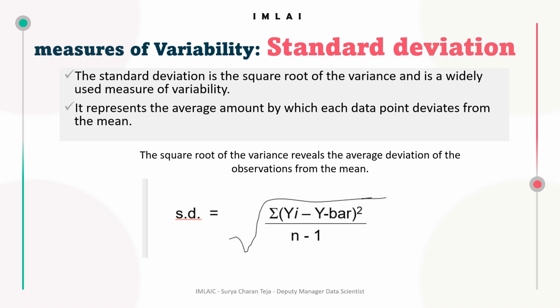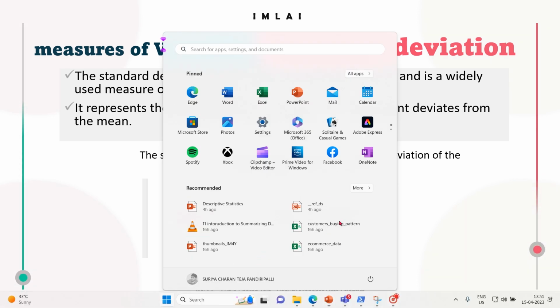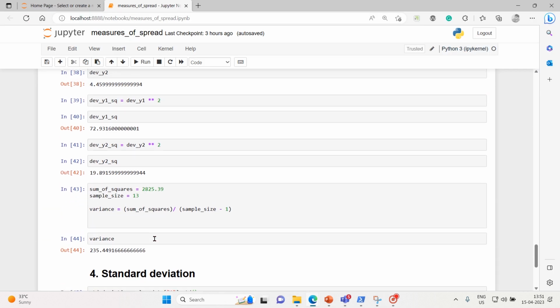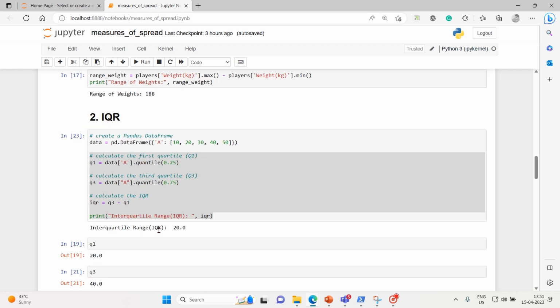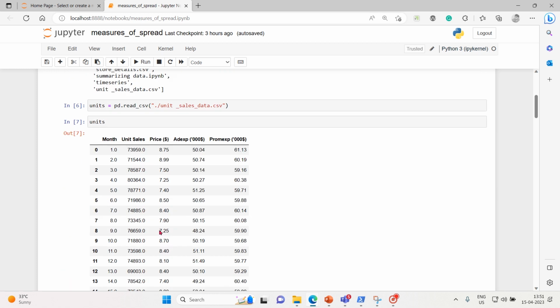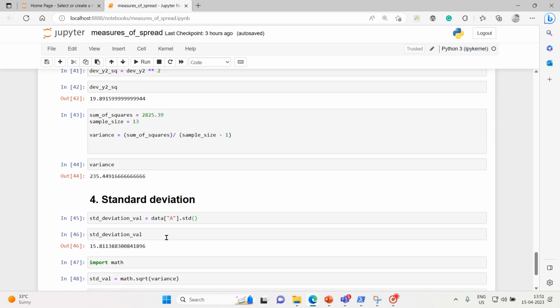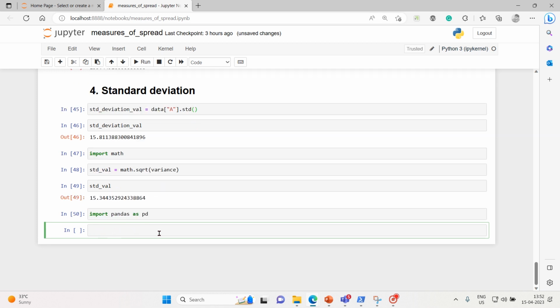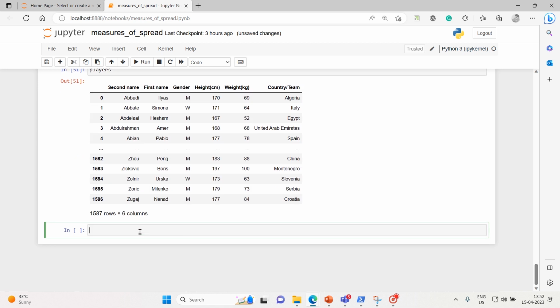Let's explore more on the real data side. Let me call upon the soccer player data. Here we have this. Import pandas as pd, then players. Yes, we have our data players.